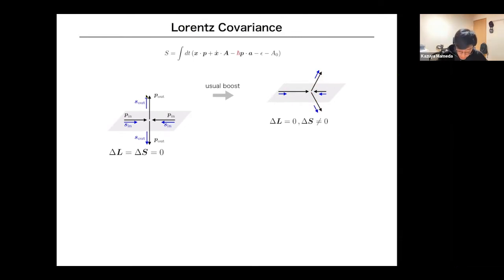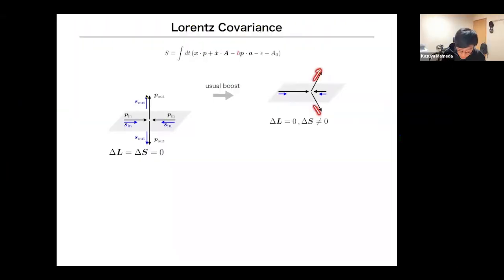And then we found that although the net orbital momentum is still 0, even before or even after the collision, the spin alignment is slightly changing. So before the collision, we have no net spin angular momentum. However, after the collision, we have finite spin angular momentum along this direction.